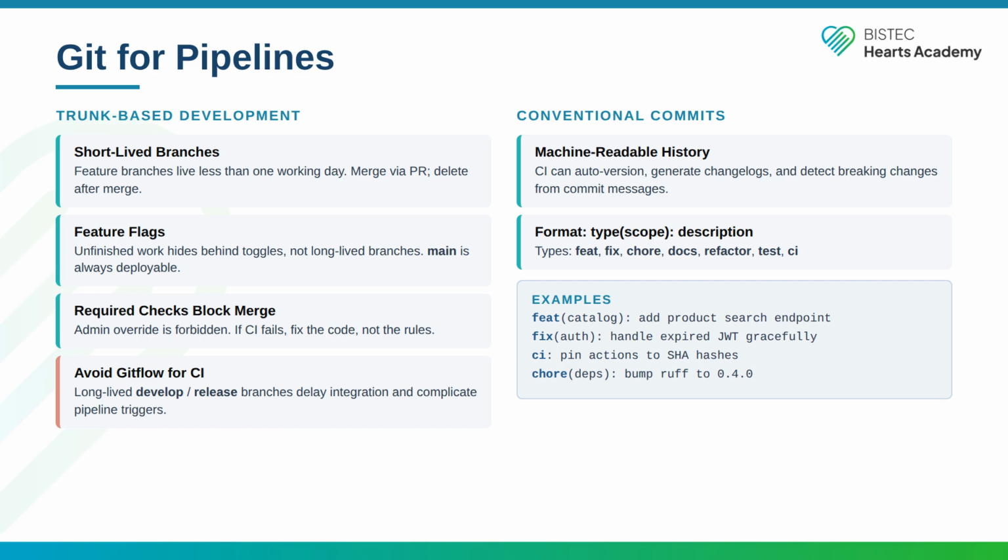Conventional commits give your commit messages structure: feat for features, fix for bug fixes, chore for maintenance, docs for documentation. This isn't cosmetic. CI can read commit types and make decisions automatically. A feat commit can trigger a minor version bump. A fix commit triggers a patch release. Annotated, signed tags close the loop. They give you an immutable audit trail of what was deployed and who authorized it.